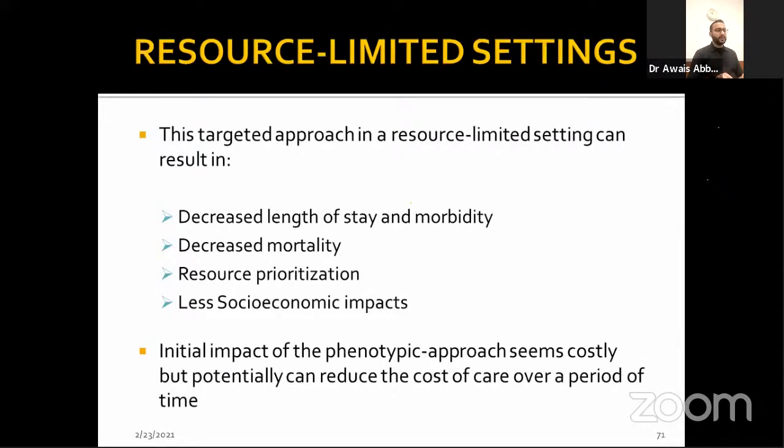For resource limited settings, this targeted approach can result in decreased length of stay and morbidity. It can result in decreased mortality, and we can prioritize the resources that we have in our limited setups. And definitely, it has less socioeconomic impact on the family as well. The initial impact of the phenotypic approach seems to be costly, but we can assume that it has the potential to reduce the cost of care over a long period of time.